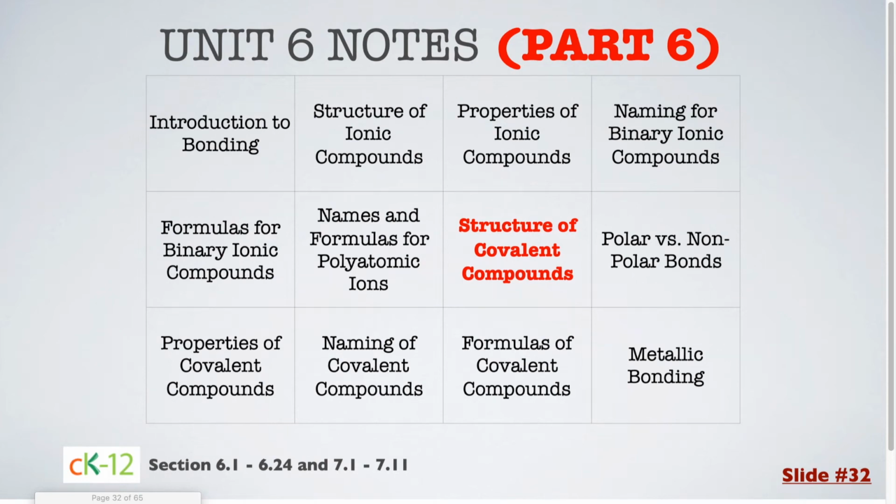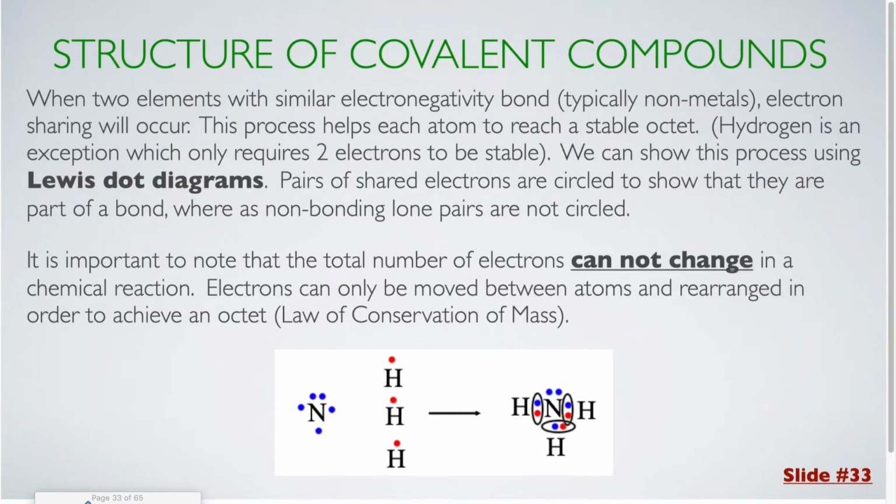In part 6 of the Unit 6 notes, we are going to be covering the structure of covalent compounds. When two elements with similar electronegativity bond, typically nonmetals, electron sharing will occur. This process helps each atom to reach a stable octet. Hydrogen is an exception which only requires 2 electrons to be stable. When hydrogen has 2 electrons, it is similar to helium, which is the closest noble gas to it.